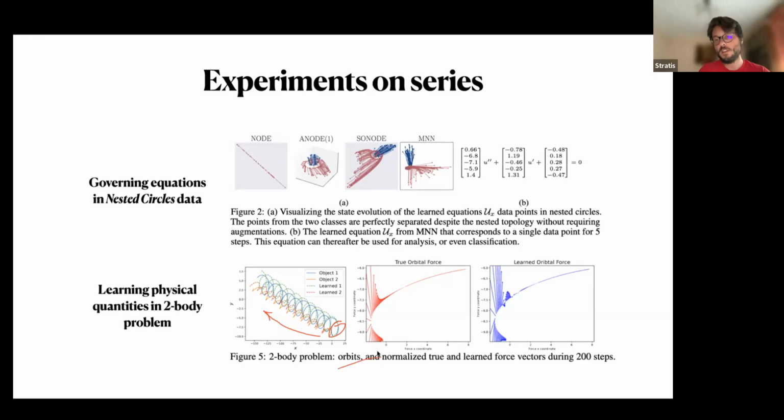Interestingly, by making some reasonable physical assumptions about the system, for instance, because we have a two-body problem, the ratio of the masses is proportional to the ratio of accelerations, we can plot the true and the learned orbital forces, and we see that actually the learned functions, the learned differential equations, are pretty close to what the reality looks like. Of course, again, this can be better. In this work, the focus was a proof of concept rather than explicitly solving a particular physical problem.